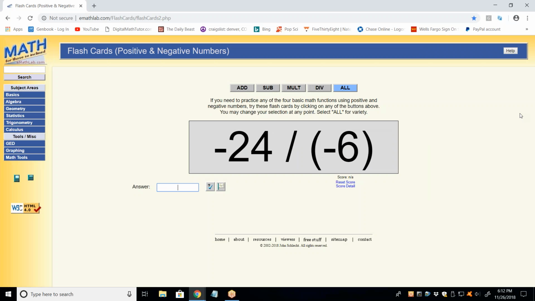Without a calculator. What is this? Sorry, I was sitting here for a second. I kind of like to do 5 minutes of this every time we meet. What? 4. Okay.